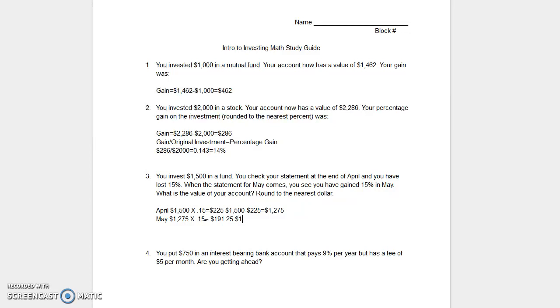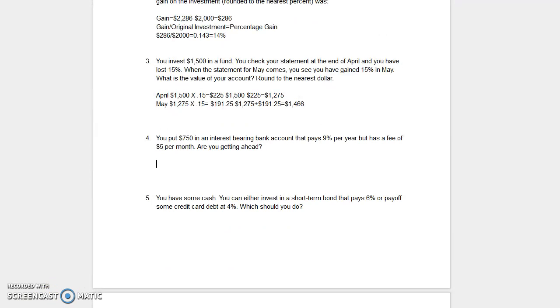So let's begin with our balance of 1,275, and we're going to add the money we earned in May, $191.25. That's going to give us a new balance total of $1,466.25, but it does say round to the nearest dollar. So we'll go ahead and remove that there for our answer of $1,466. Let's take a look at number 4.